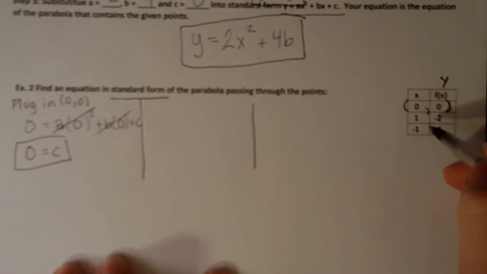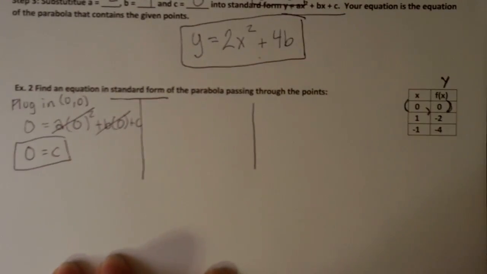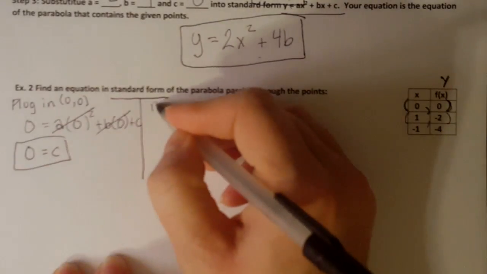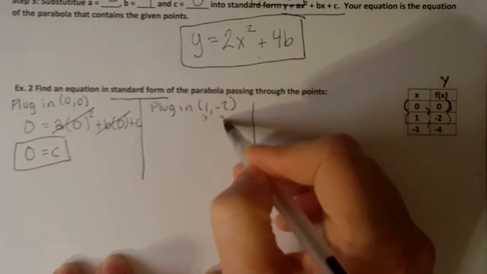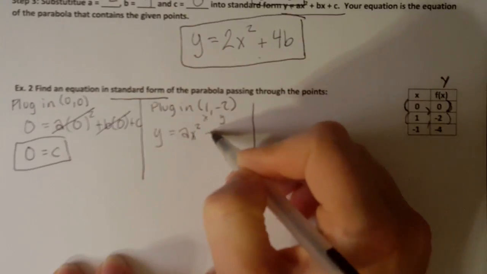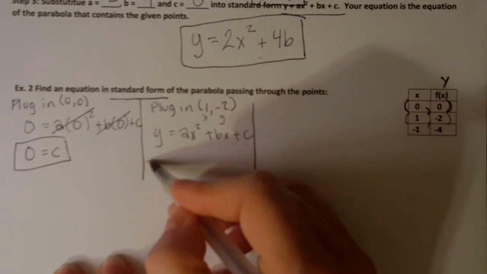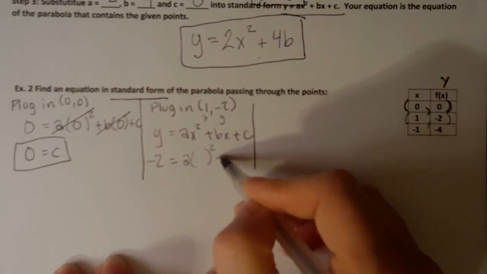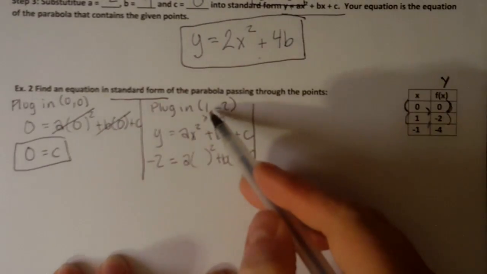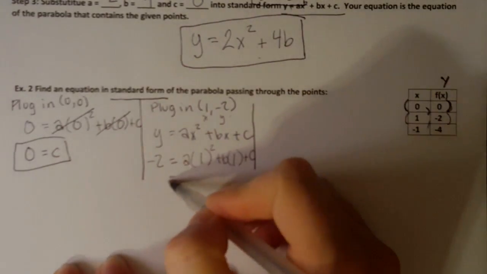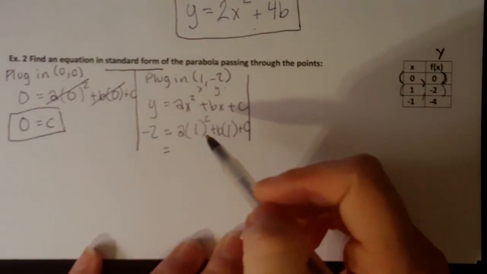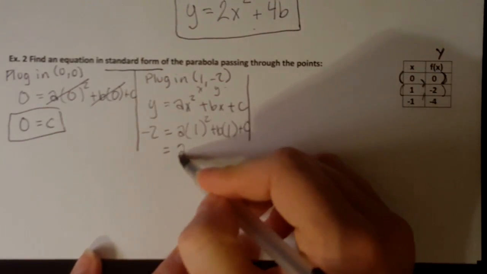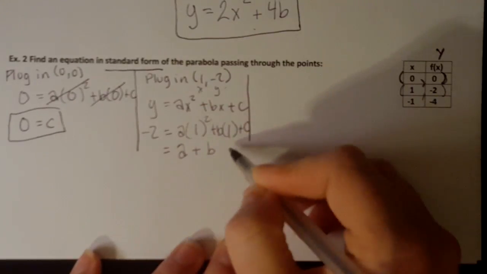Okay, on to a point that's not so friendly, but still doable, the point (1, -2). So we're going to plug in (1, -2). Remember, this is y equals ax squared plus bx plus c. Where y is, we're going to plug in negative 2 equals ax squared plus bx plus c. X is 1, so I put a 1 and a 1. Again, when we simplify, we must follow order of operations. So we need to do the exponents first. 1 squared is just 1a, plus b times 1 is just 1b, plus c.